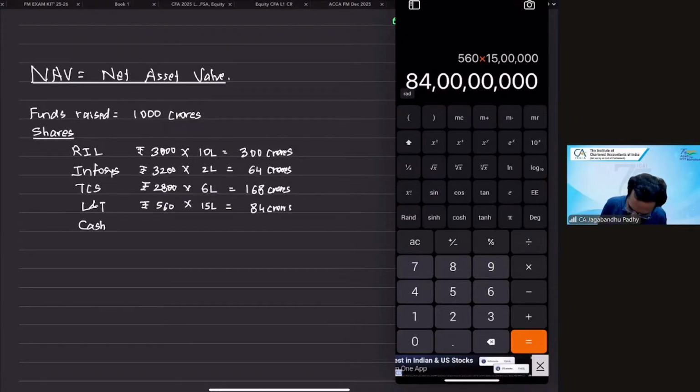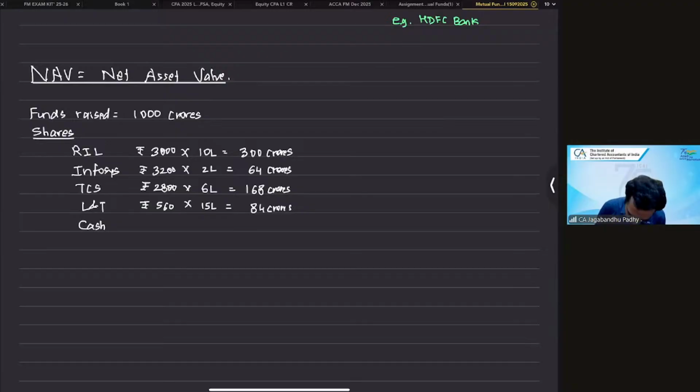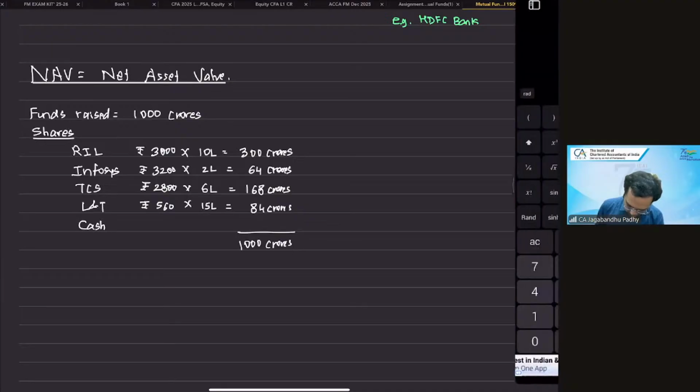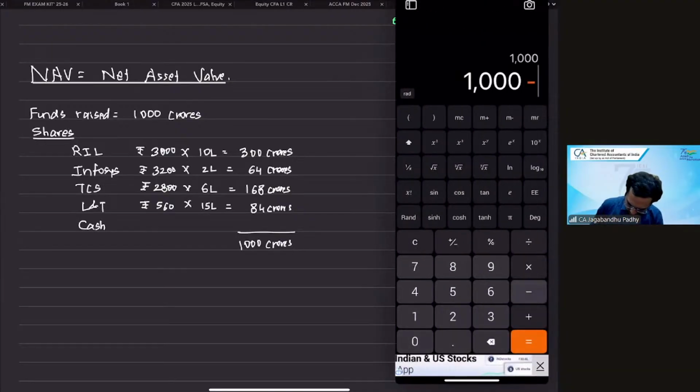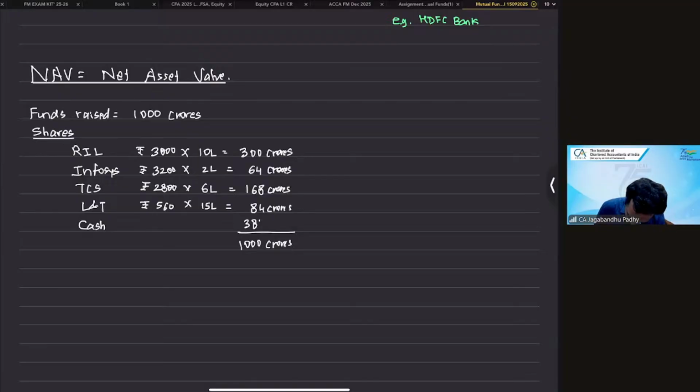This is the amount of initial investment that we made. So out of 1,000 crores, this is what we have invested. What is the balance of cash that we are left with? 384 crores. So 1,000 minus 300 minus 64 minus 168 minus 84. Yeah, 384 crores of cash is something that we are left with. Now this entire thing happens over days.